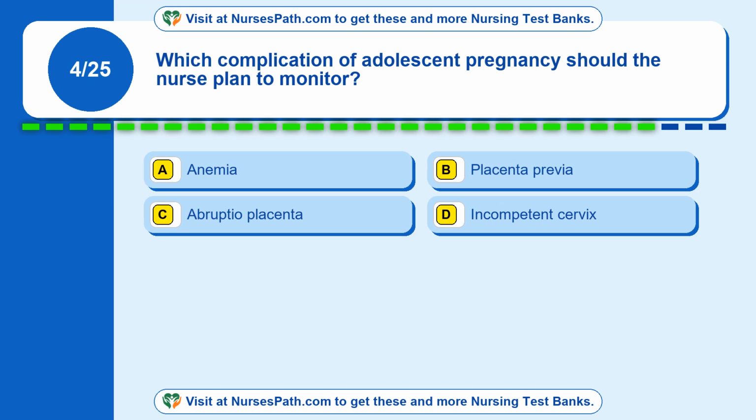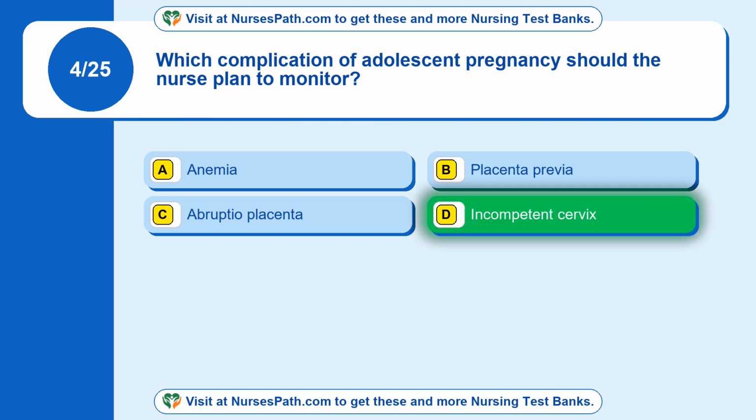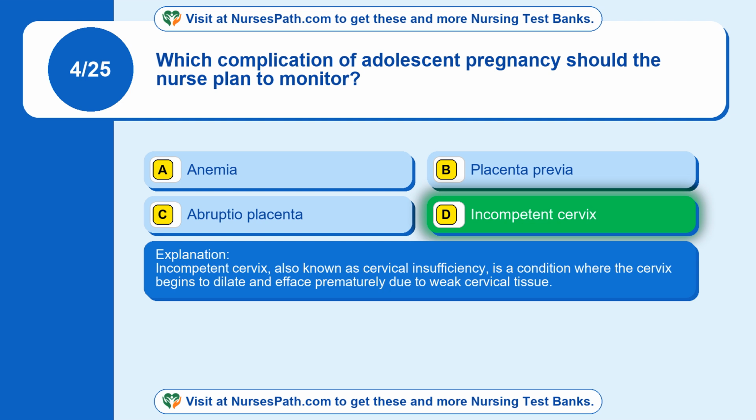Question 4. Which complication of adolescent pregnancy should the nurse plan to monitor? Option A. Anemia. Option B. Placenta previa. Option C. Abruptio placenta. Option D. Incompetent cervix. The correct answer is option D. Incompetent cervix. Incompetent cervix, also known as cervical insufficiency, is a condition where the cervix begins to dilate and efface prematurely due to weak cervical tissue.